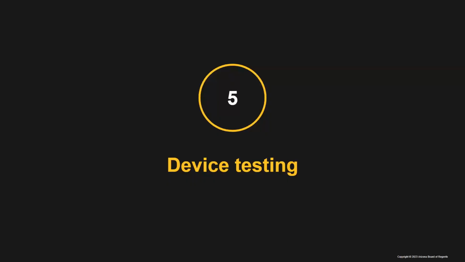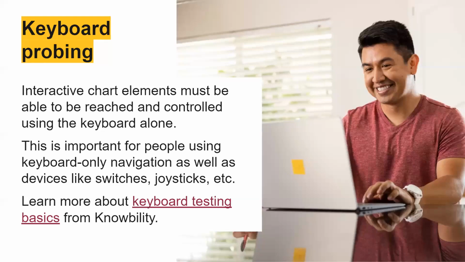And then I'm going to briefly touch on device testing. One of those things is keyboard probing. Interactive chart elements must be able to be reached and controlled using the keyboard alone. This is another good example of how a lot of times expert users spend all their time on a keyboard because you can become really fast and proficient with what you're doing if you're using keyboard only.